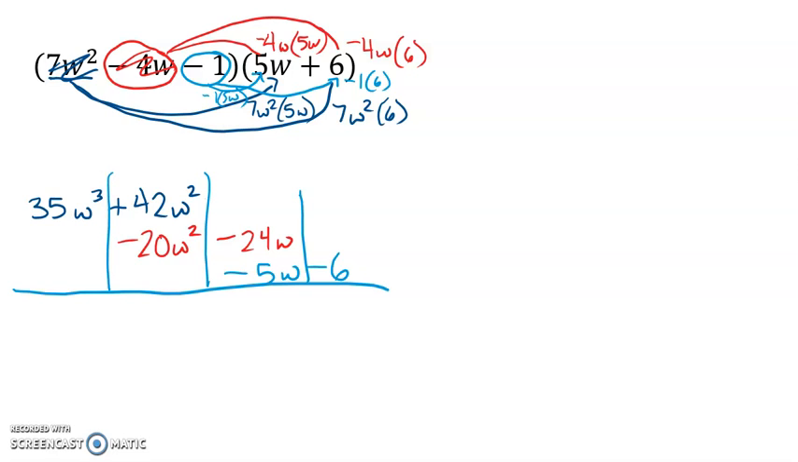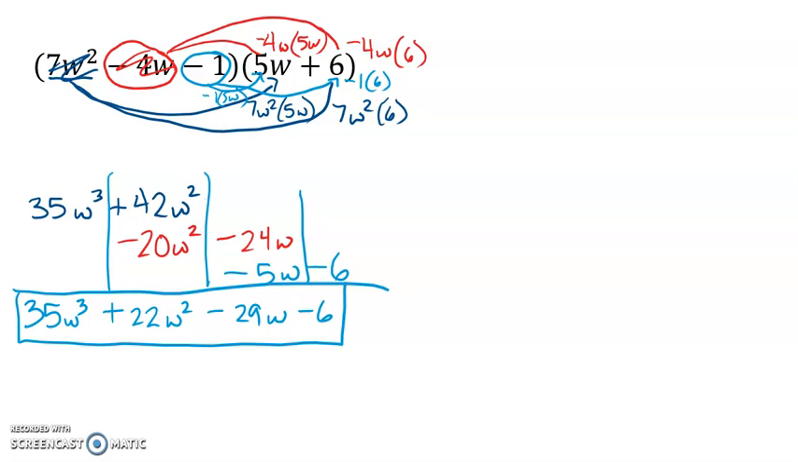Okay, so there's just a little bit more to combine. 35w cubed. There's no other w cubed, so I'm just going to add that there. 42w squared minus 20w squared is going to be positive 22w squared. Negative 24w minus 5w is negative 29w. And then we have the negative 6. There we go.